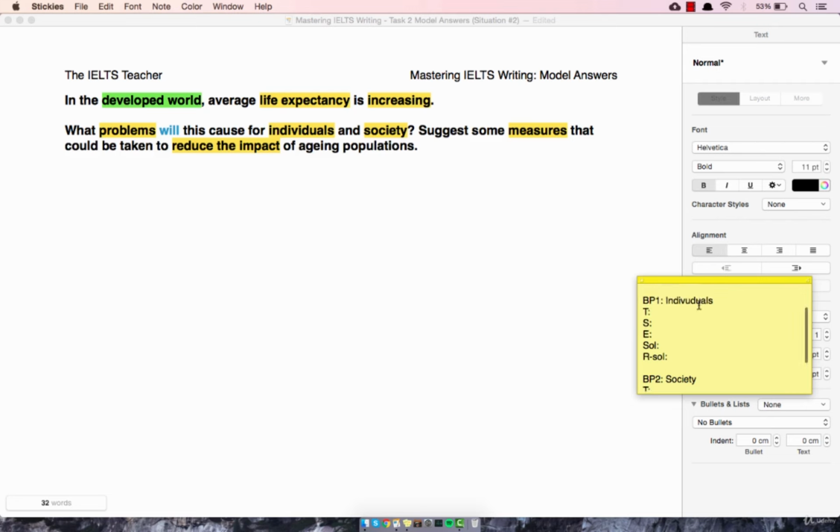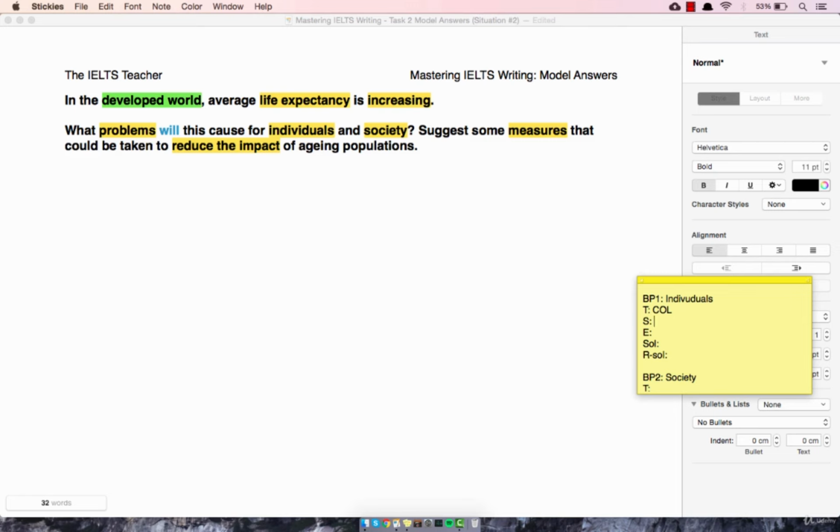So let's first of all think about a problem for individuals. What might be one of the problems that will occur for individuals in an age where everybody's living much longer? So one of the problems, I think, is probably going to be the money aspect, the financial aspect on an individual level. The cost of living is a nice way to put it. So we'll just write here COL, because we understand that as a collocation, cost of living. The cost of living is going to be a problem.